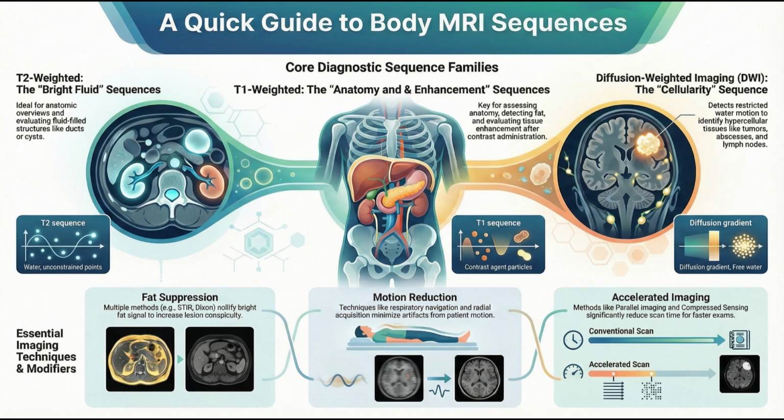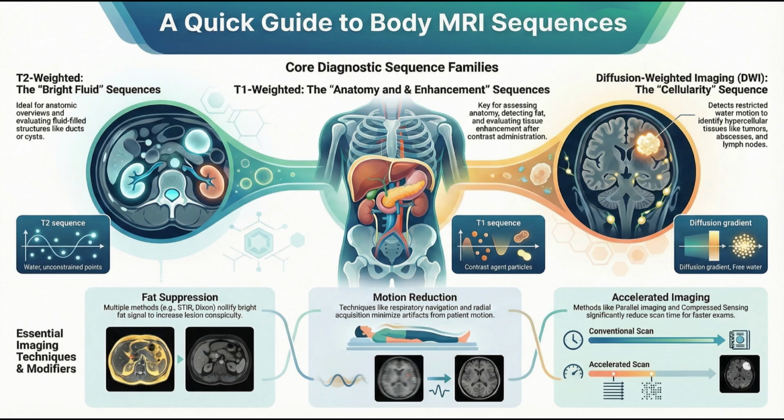What's the trade-off? There's always a trade-off. There is. The benefit is huge speed. An acceleration factor of 2, for example, cuts your scan time in half. But the cost is a drop in the signal-to-noise ratio, SNR. The image gets faster, but it also gets a bit grainier. And we hear about different types of PI all the time, Sense and Grappa. What's the practical difference for us?